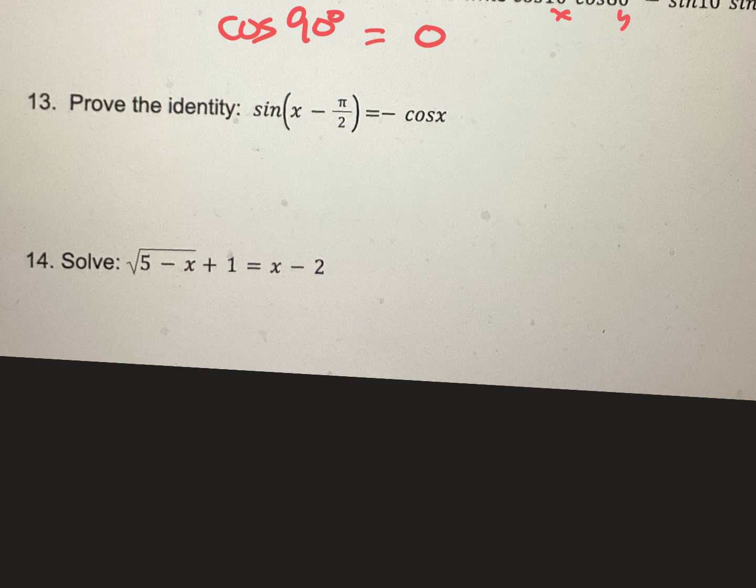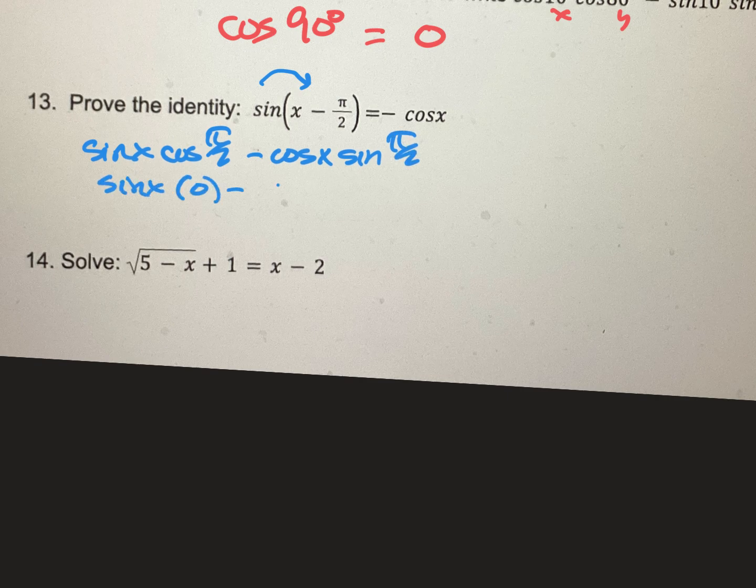Number 13, prove this, another identity. But this one's not a question of what to do. You don't have to sit and figure this out, because this one is sine with the subtraction. So I'm going to do sine of x minus y. So I get sine x cosine π/2 minus cosine x sine π/2. And I got that right off the identity page. Okay. Cosine π/2 is 0. Sine π/2 is 1. All right. 0 times anything, that's gone. That leaves me negative cosine x, which is exactly what I needed to get.